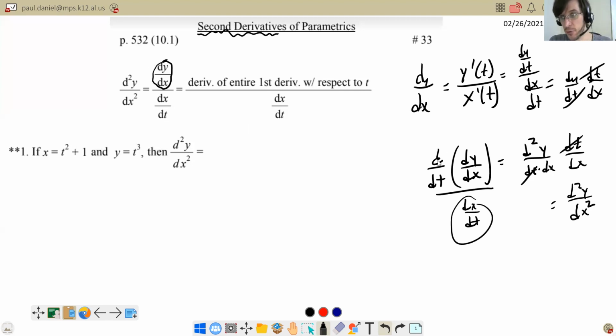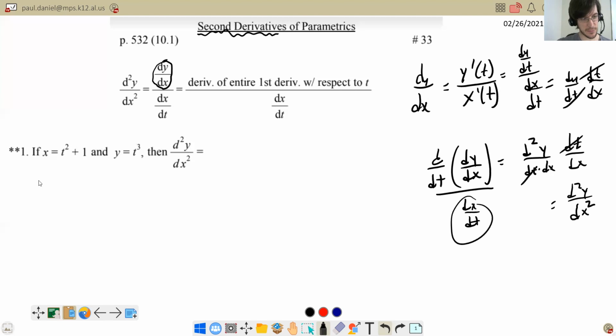If I wanted to get a third derivative, I'd do the same thing. I'd take the entire derivative of the second derivative, and then I'd divide it by dx/dt. If I wanted to get a fourth derivative, I'd take the entire derivative of the third derivative and divide it by dx/dt, et cetera, forever and ever.